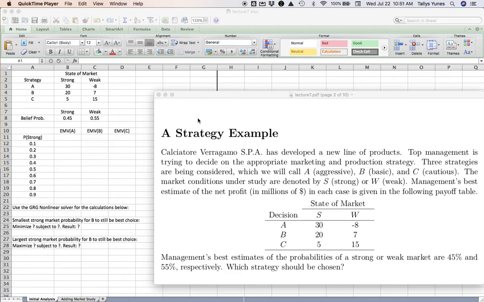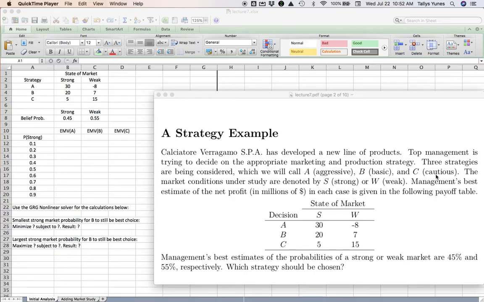It's a strategy example. And here's the story. So this firm, Calciatore Ferragamo, they have developed a new line of products, and top management is trying to decide on the appropriate marketing and production strategy. And they're considering three strategies that we're going to call A, B, and C. So A stands for aggressive strategy, basic, and cautious.